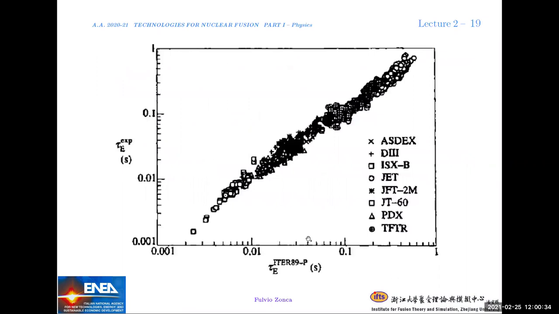And this is actually what you obtain if you compare the ITER 89P scaling prediction with the experimental database. And you see a large number of machines here. I won't tell you where all these machines are. This was in Japan. We commented about that yesterday. These and these were in the United States. This is in Japan, this is in the UK, this is in the US, and this is in Germany.